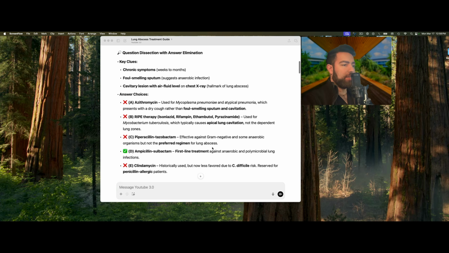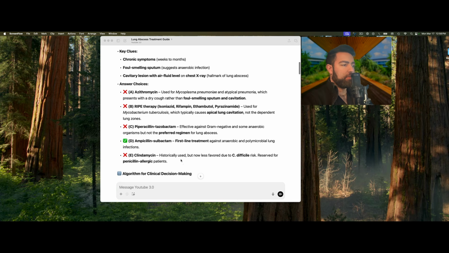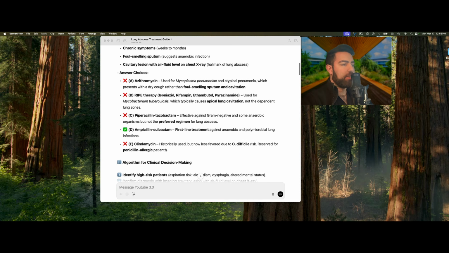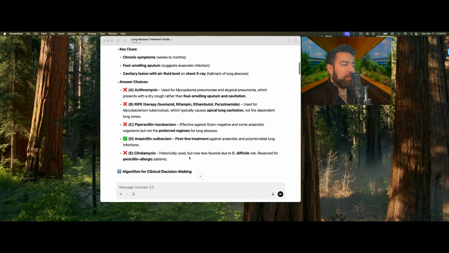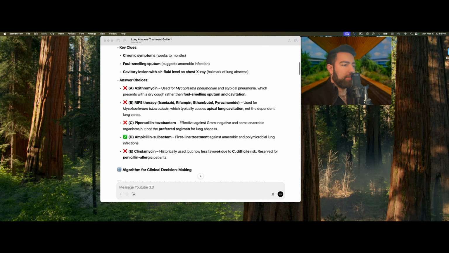Clindamycin, it's less favored now because of the C. diff risk, as well as it's reserved for specific cases. Right now we see it a lot in more of the dermatologic issues, cellulitis, and things like ENT infections, more than actual infections in the hospital with anaerobes and lung abscesses.